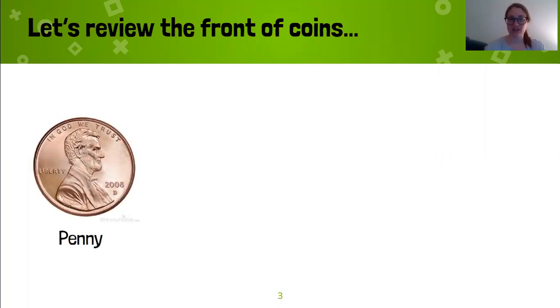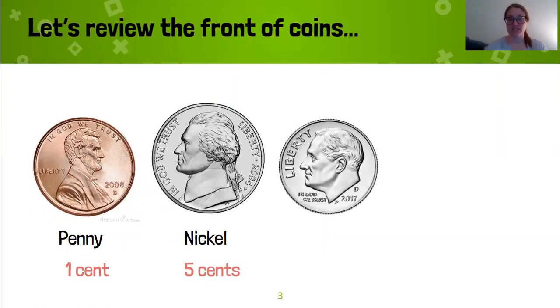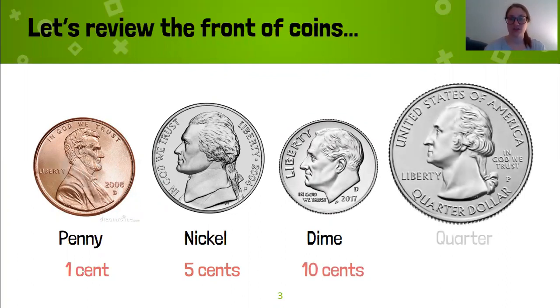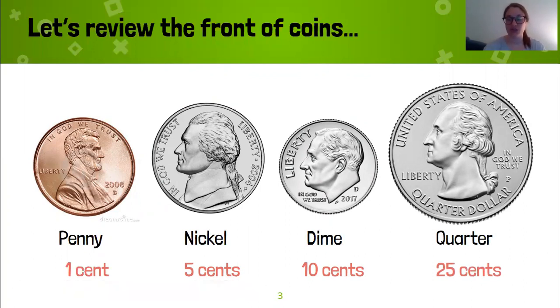This is a penny worth 1 cent. This is a nickel worth 5 cents. This is a dime worth 10 cents. And this is a quarter, and it is worth 25 cents. So the numbers below, that's the value of each coin. So each coin has a different value, a different worth.